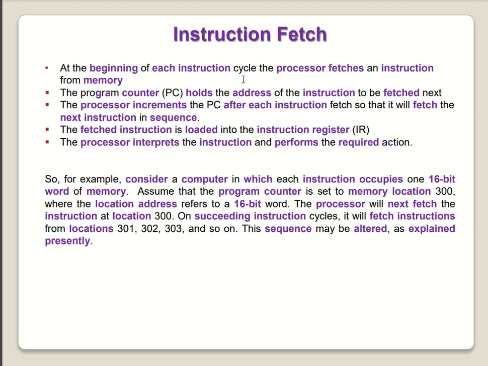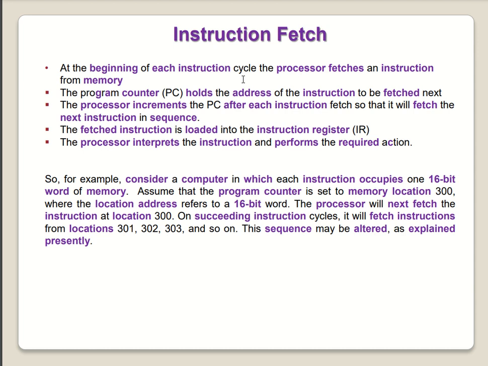Based on the content of the program counter, which has the address of the instruction to be fetched next, the processor fetches the instruction from memory. After fetching the instruction, the processor increments the PC content. Let's assume the address is 100. It will increment to 101. What is 101? The address of the next instruction, the address of the following instruction. So the processor increments the PC after each instruction fetch.